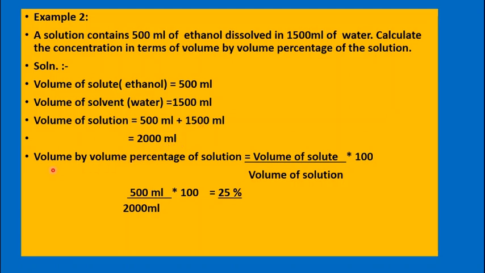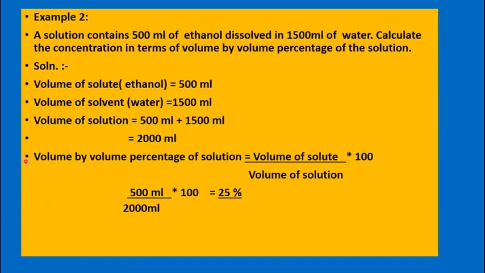Now, how do we calculate the volume by volume percentage of the solution, or what is the concentration of the ethanol solution in water? You can calculate it by the volume of the solute divided by the volume of the solution. The volume of the solute is 500 ml, and the volume of the solution is 2000 ml. You divide and multiply by 100, and you get the percentage, which is equal to 25%. So the concentration of ethanol in water is 25%.